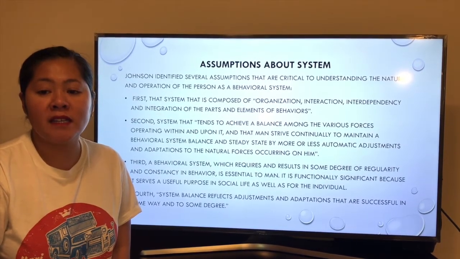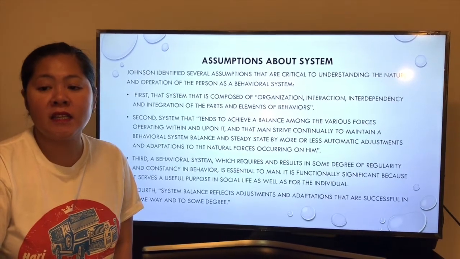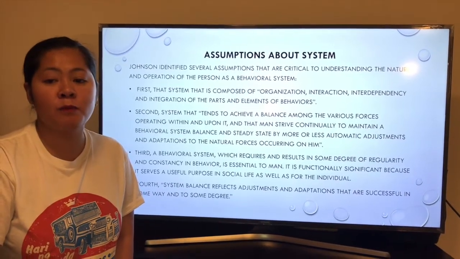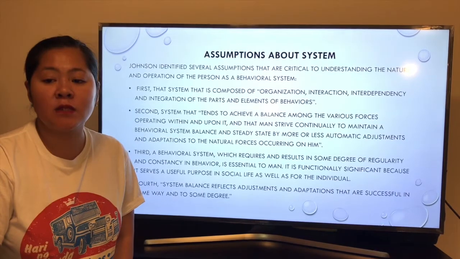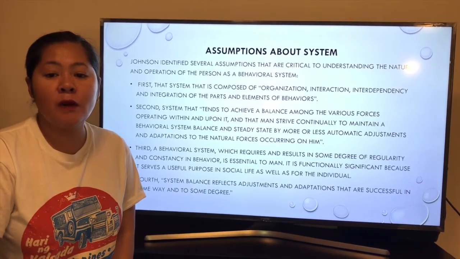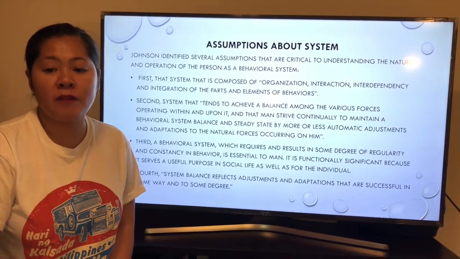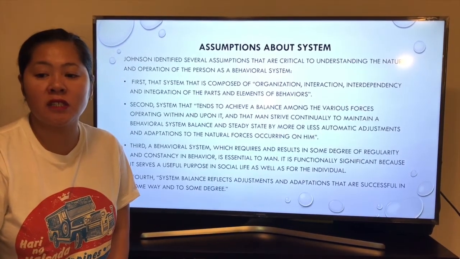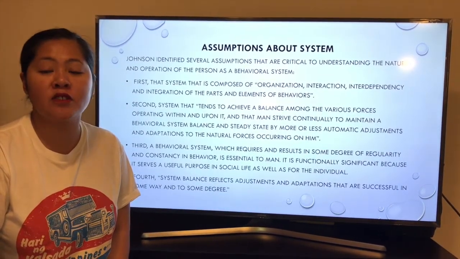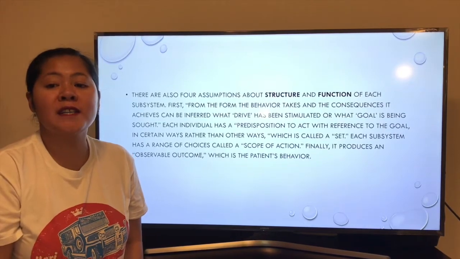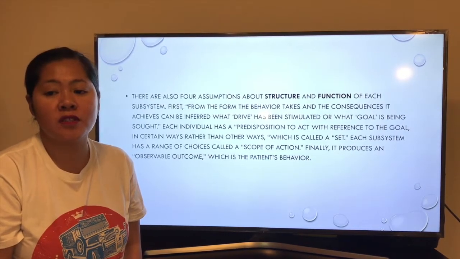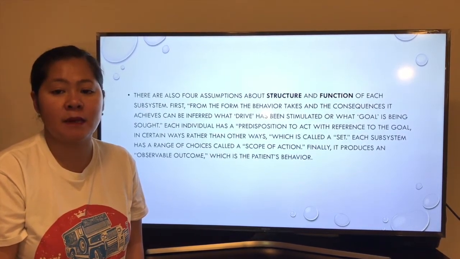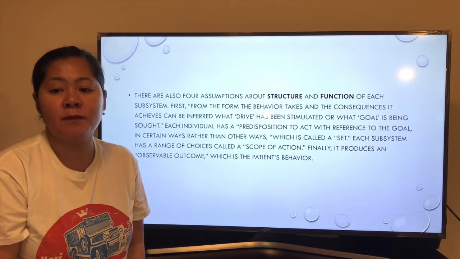Third, a behavioral system which requires and results in some degree of regularity and constancy in behavior is essential to man. It is functionally significant because it serves a useful purpose in social life as well as for the individual. Fourth, system balance reflects adjustment and adaptation that are successful in some way and to some degree.